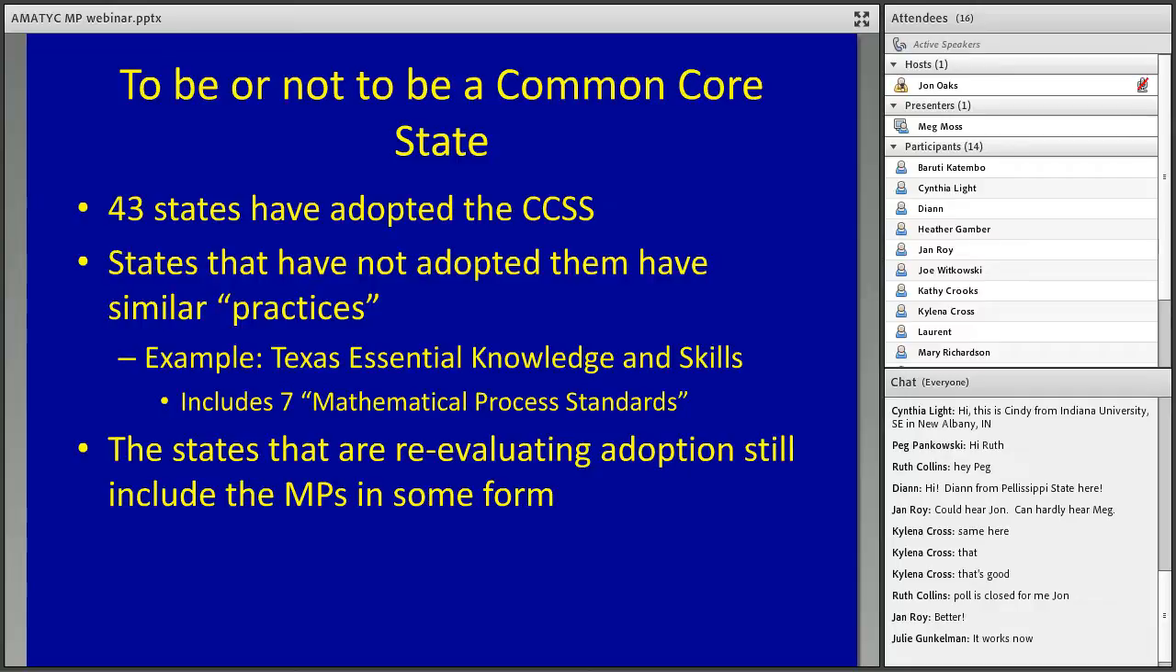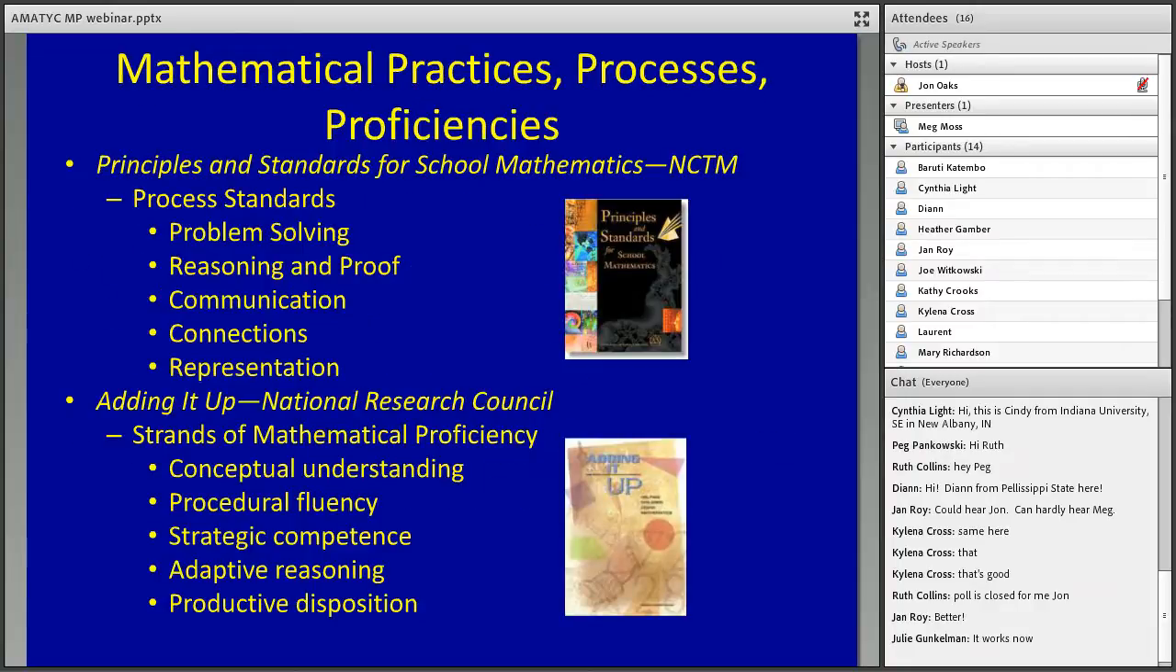So let's move on and talk about these. The mathematical practices of the Common Core. Two of the documents that were used to create them were, of course, the top one that I imagine we're familiar with, the good old Principles and Standards for School Mathematics by NCTM, the National Council of Teachers of Mathematics. So they had their process standards, right? The problem solving, reasoning and proof, communication, connections, representations.